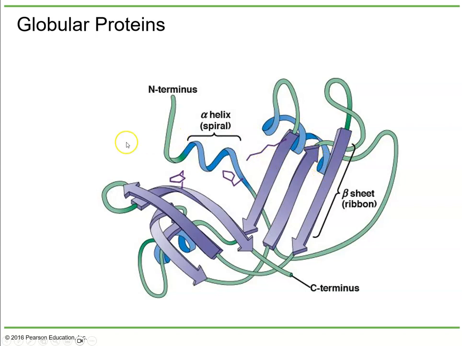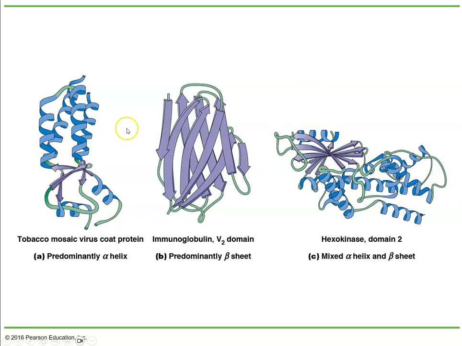Here are some more globular proteins. Tobacco mosaic virus coat protein, for example, would be globular. Here we can have all these beta sheets coming together in various organizations. Here's hexokinase domain 2. You can see this interesting structure as well. So it can be alpha helices, beta sheets, a mixture of both, but it's not a repetitive, systematic structure all of the time.